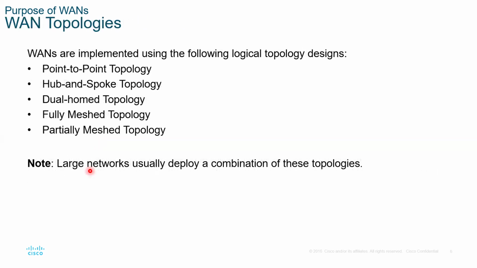All right, WAN topologies. So we're going to discuss those 5 WAN topologies: point-to-point, hub and spoke, dual home, fully meshed, and partially meshed. Large networks usually deploy a combination of these topologies. Right, the same thing with local area networks.